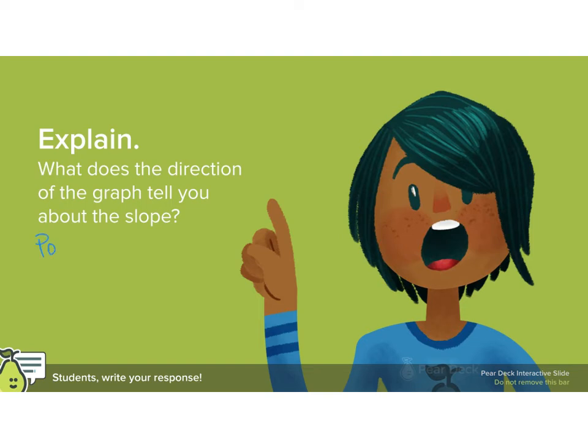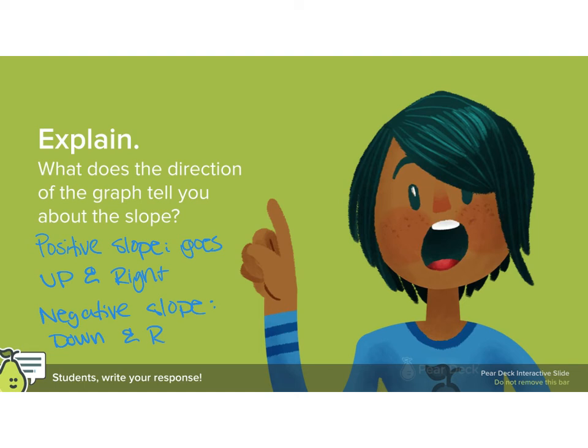Well, positive slopes go up and right, whereas a negative slope will go down and right. Down and left would be positive, right? Goes down and right. We're always moving to the right. We're always moving in this direction. So is your slope going up as you go to the right, or is it going down?